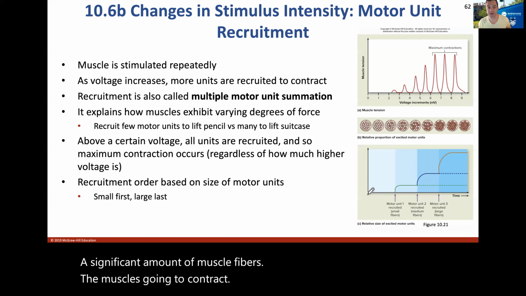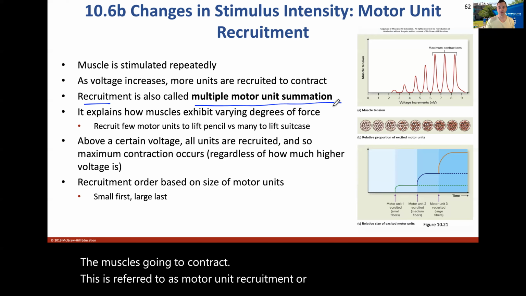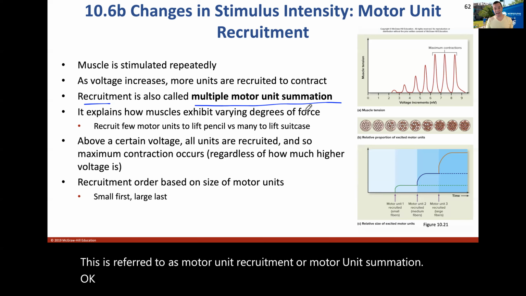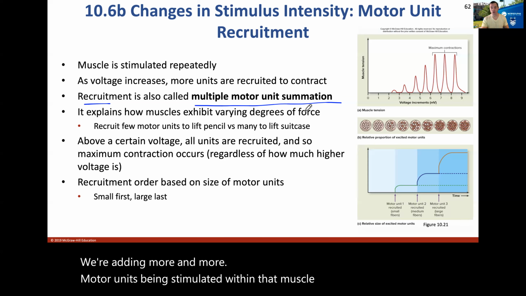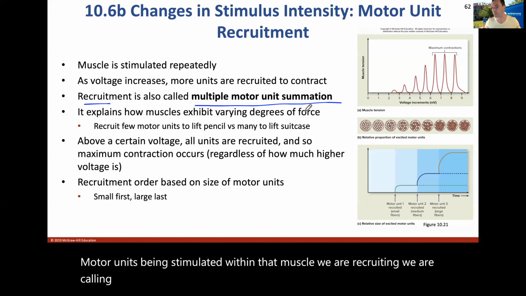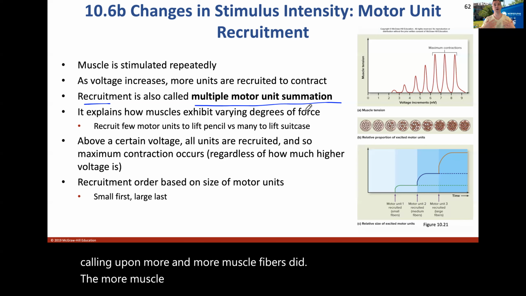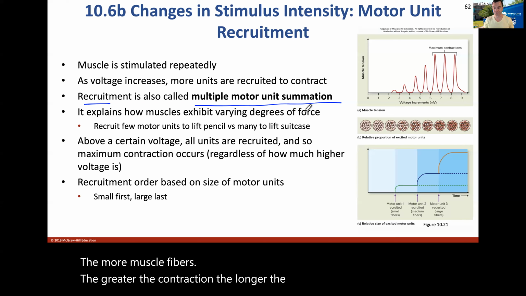This is referred to as motor unit recruitment or motor unit summation. Okay? Summation just means to add. We are adding more and more motor units being stimulated within that muscle. We are recruiting, we are calling upon more and more muscle fibers then. The more muscle fibers, the greater the contraction, the longer the contraction, right?